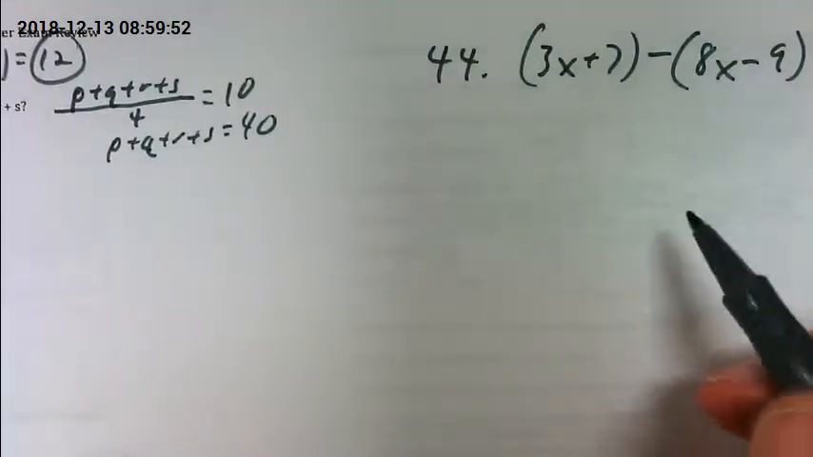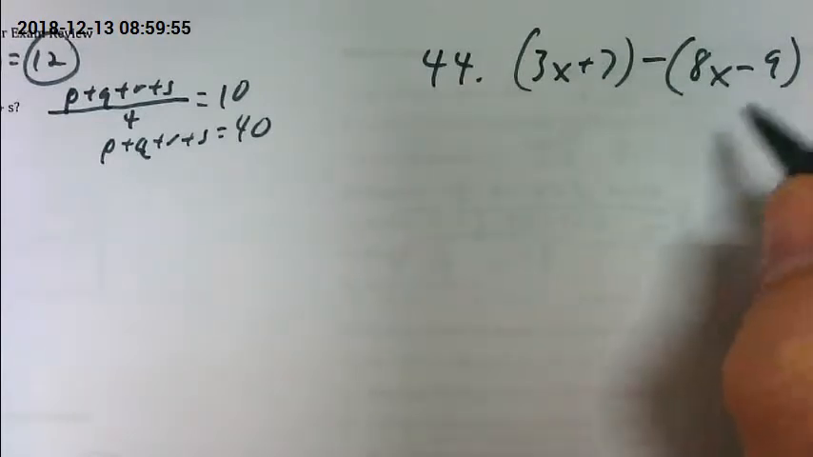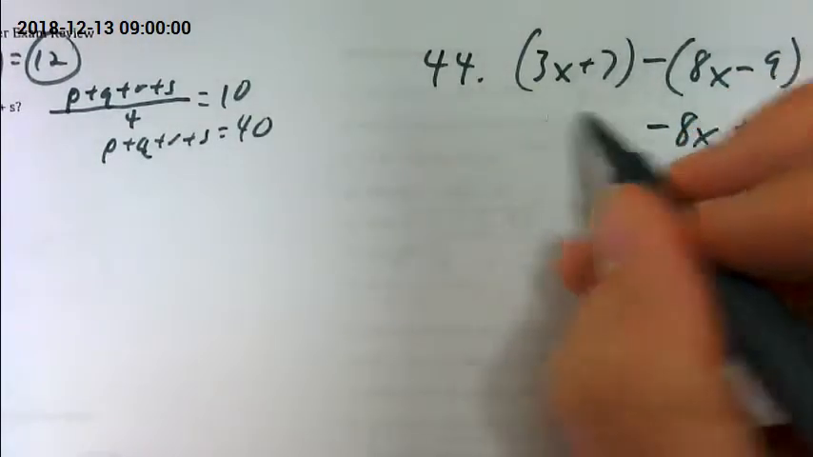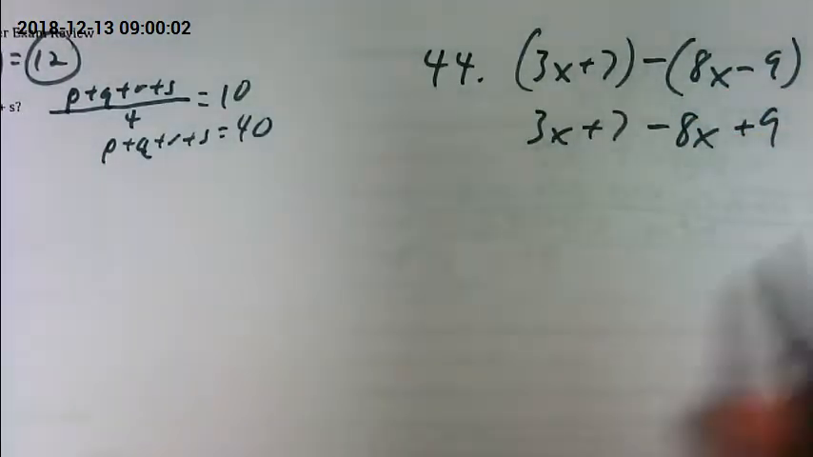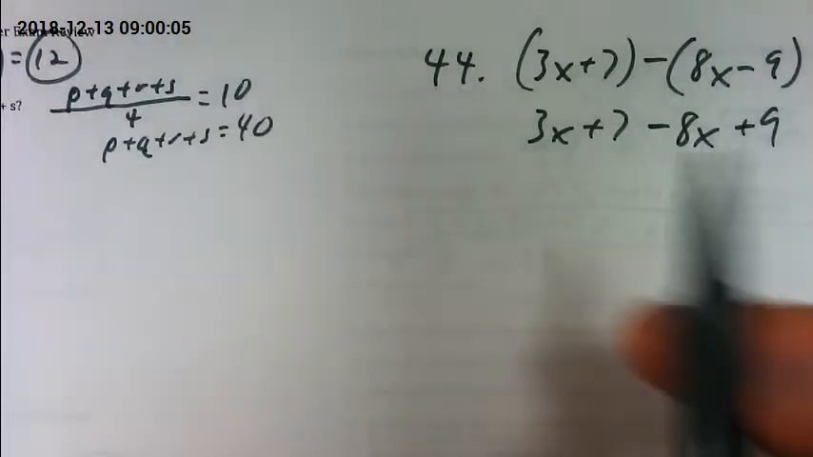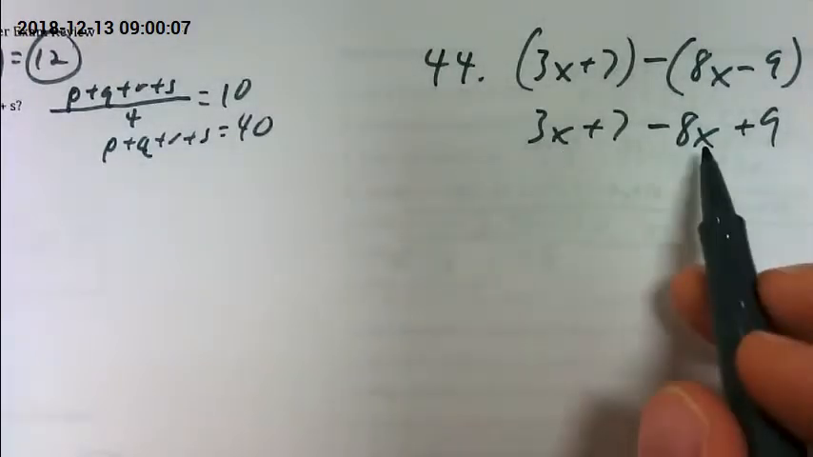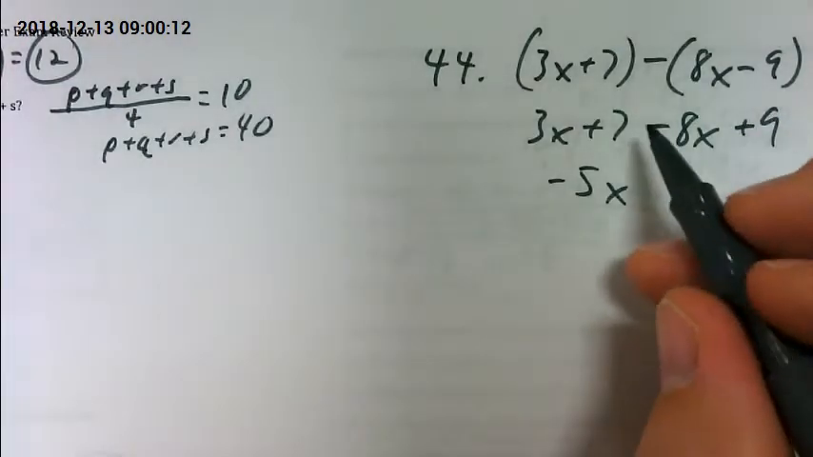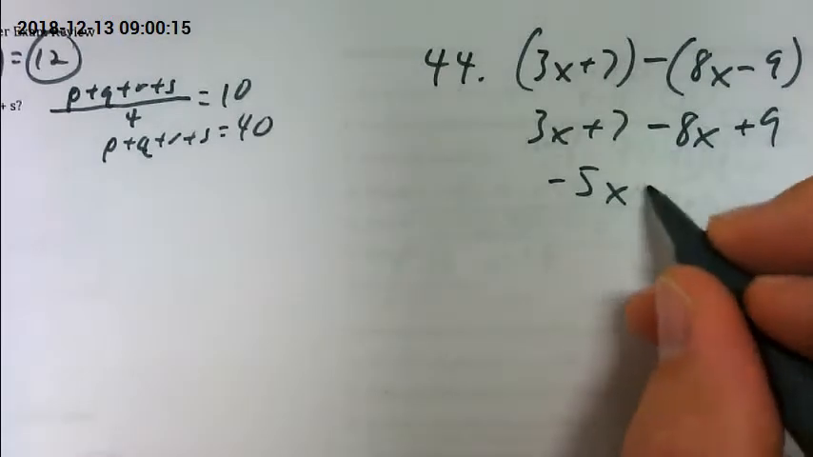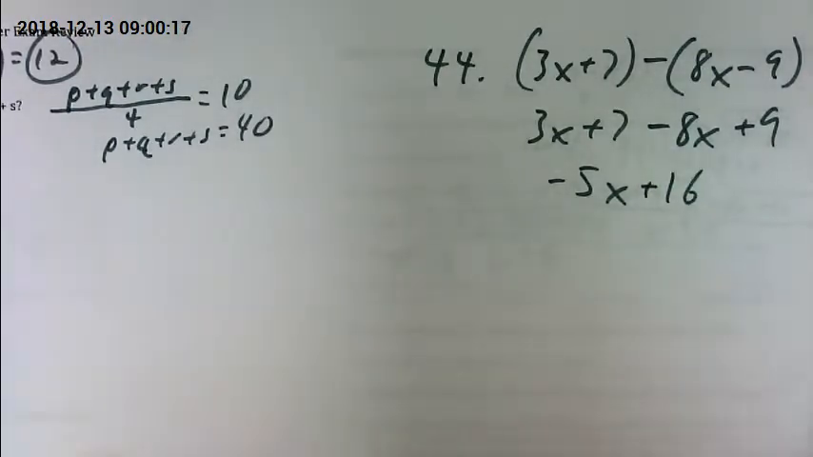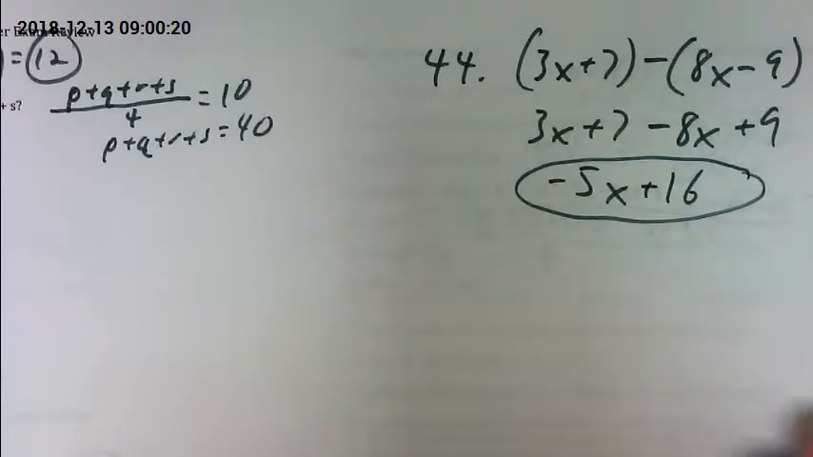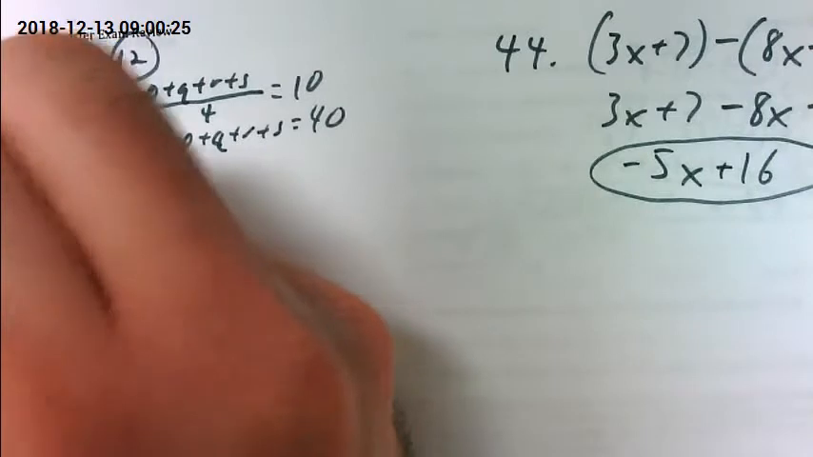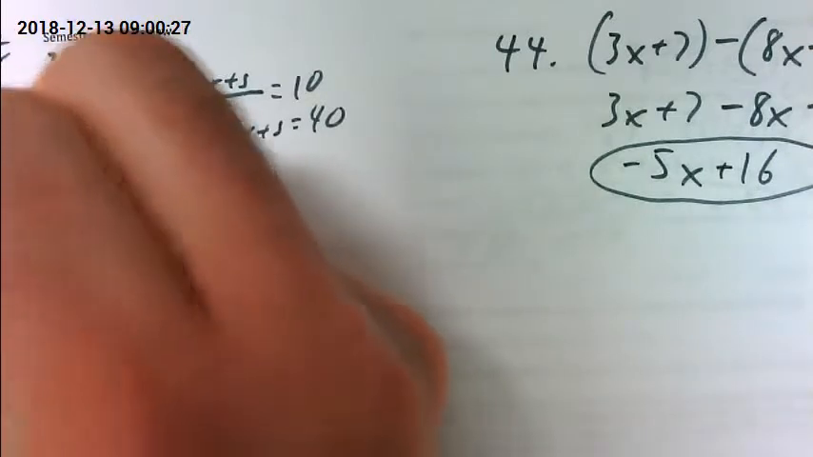So we need to distribute the negative. So this will become negative 8x and positive 9. And go ahead and get rid of the parentheses over here. So now it's just combining like terms. 3x and negative 8x is negative 5x. 7 and 9 add up to 16. So that's our result for number 44. I'm going to write that answer over there. So negative 5x plus 16.